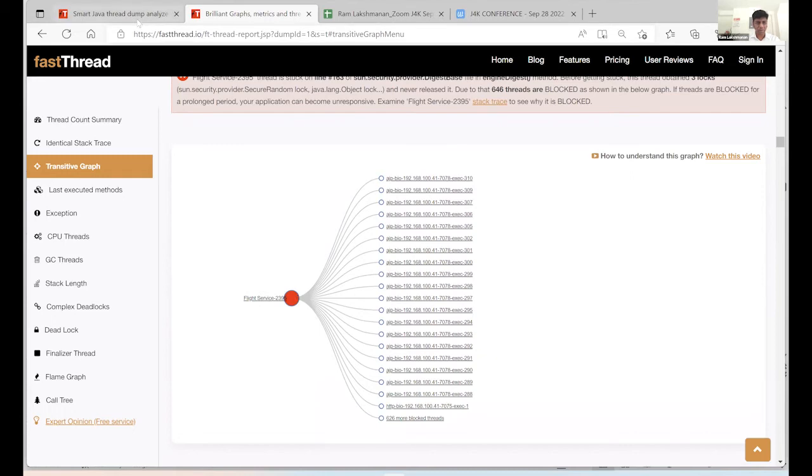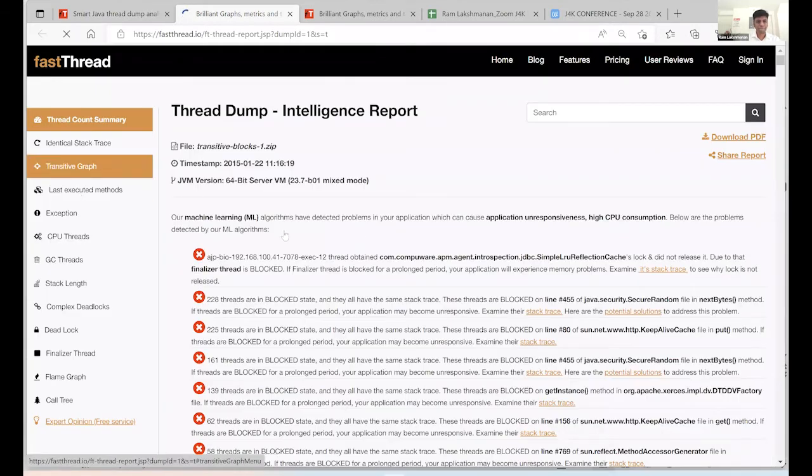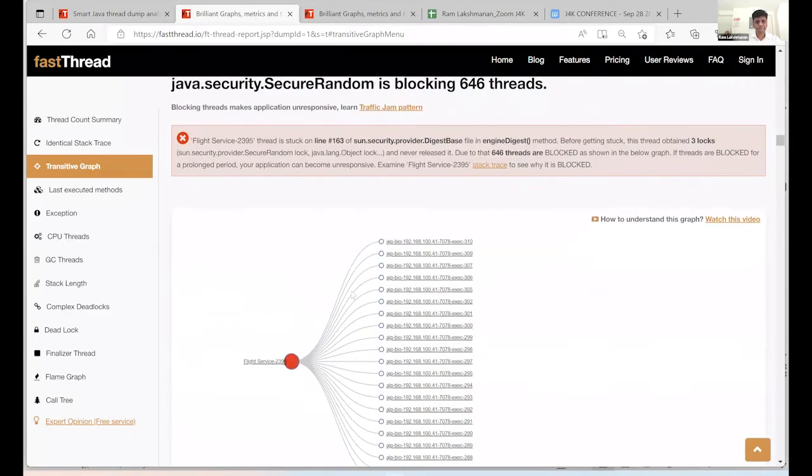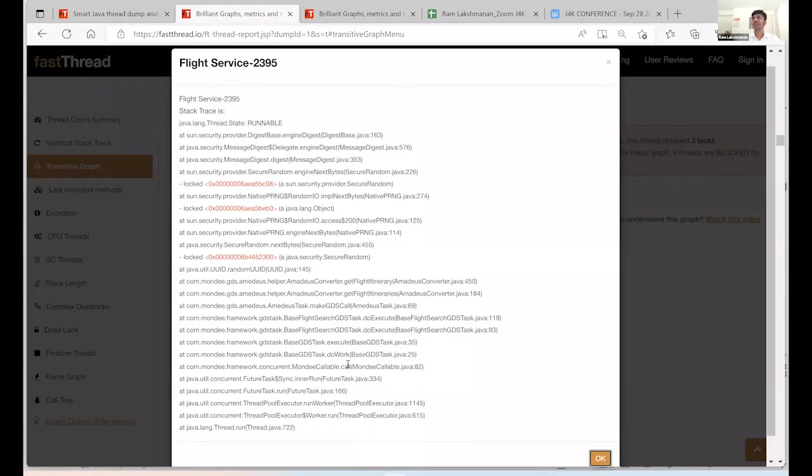So let me click here. Now I get to see the stack trace of this culprit thread, which is making all the other 646 threads get stuck. By looking at this stack trace, one thing that becomes clear is this thread is making a UUID call, the random UUID call, which is part of the JDK API.